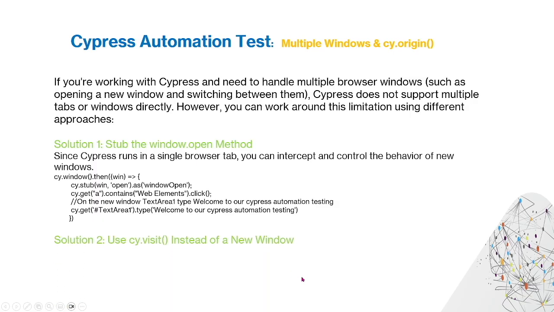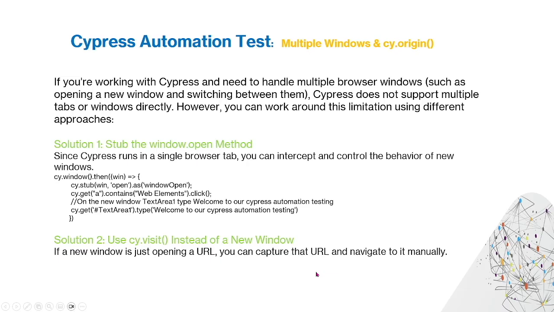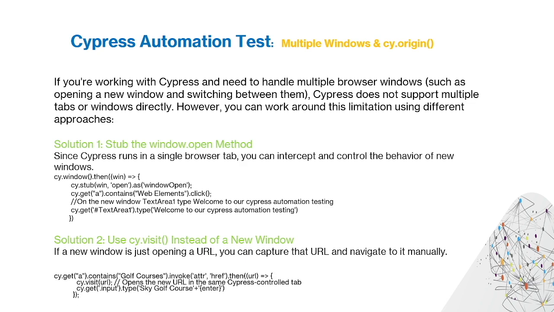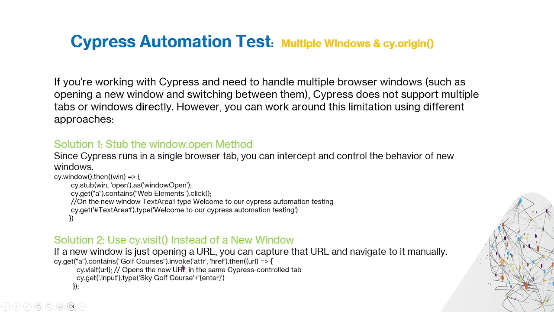Solution 2. Use a Cypress visit function instead of a new window. If a new window just opens a URL, you can capture that URL and navigate to it manually. This is the code. You see here is a link, golf course. Get this link, pass this link URL to the visit function.